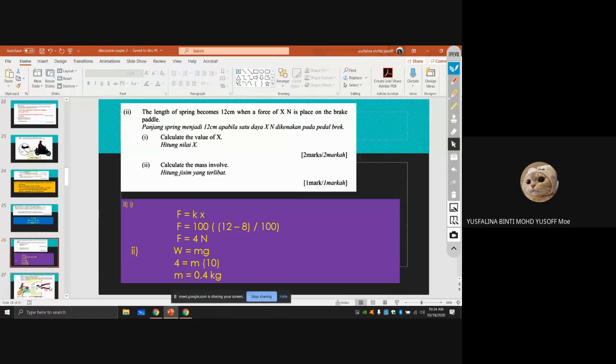Alright, for the next question, the length of the spring becomes 12 cm when a force of x N is placed on the brake pedal. Calculate the value of x. So this one you need to find the F. Same, we still use F equals Kx. F you want to find. K we already have.